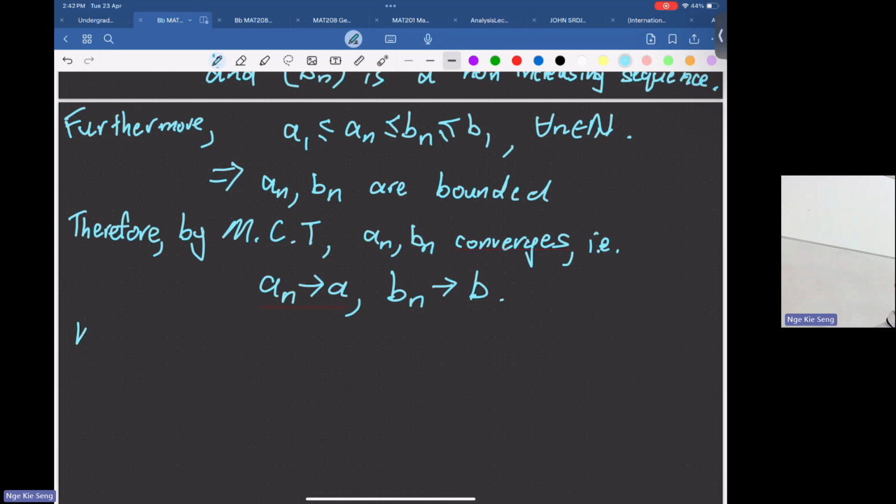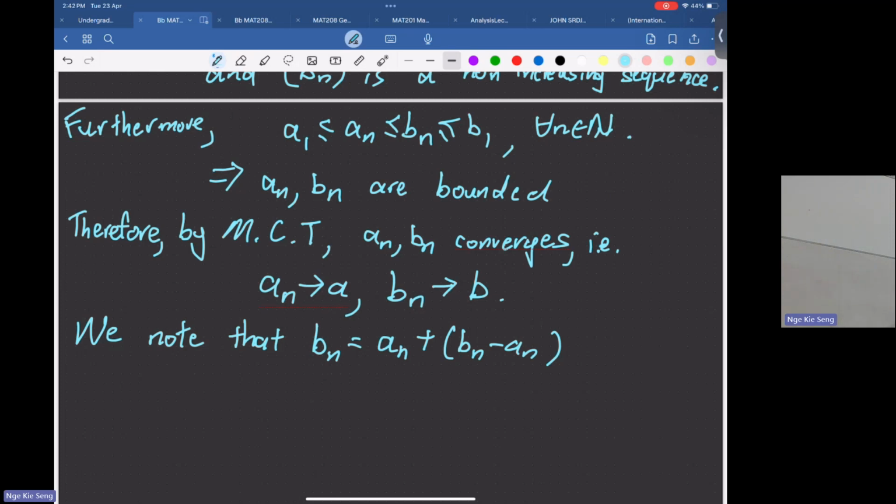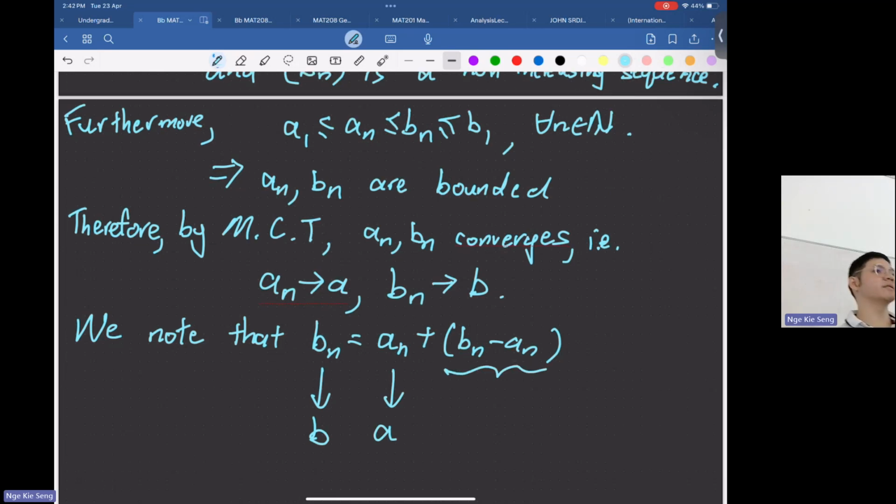Here, we can use a limit law. So note that bn equals an plus bn minus an. This is a frequent trick we use in analysis: add something extra, but this something is very useful. So how do we use the limit law here? We know that bn goes to b, an goes to a. What does bn minus an go to here? Why 0?